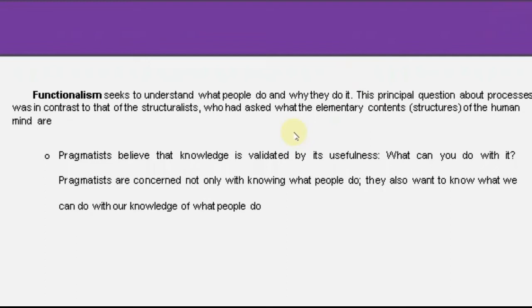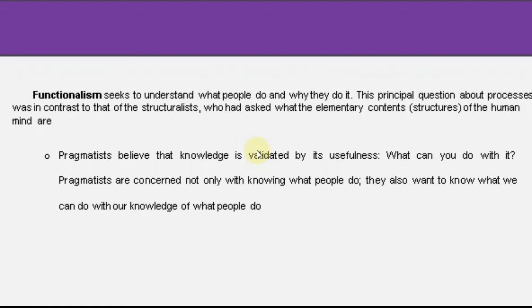Next would be functionalism. Functionalism seeks to understand what people do and why they do it. So, anong ginagawa ng mga tao and bakit nila ito ginagawa? And for this functionalism, this is a principal question about processes, in contrast to that of the structuralist, who had asked what the elementary contents or the structure of the mind are. So, kinoconfirm ni functionalism yung sinasabi ng structuralism na it's a physical experience.